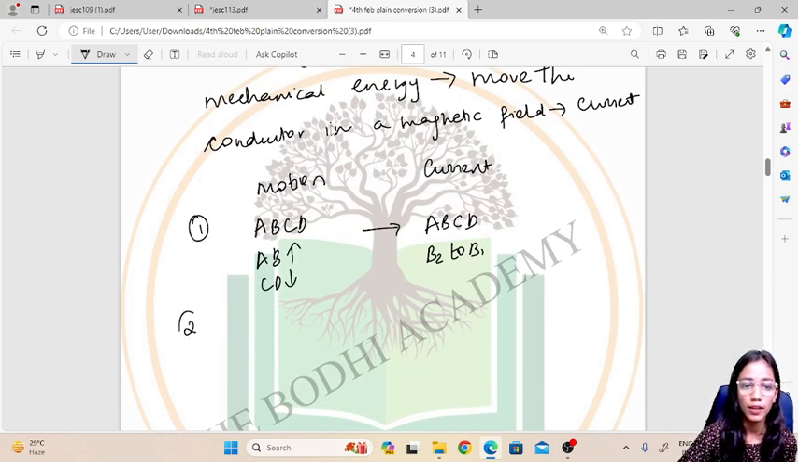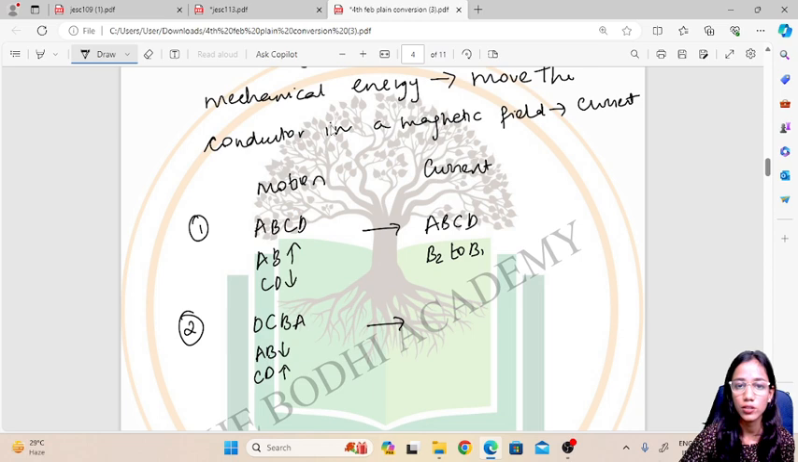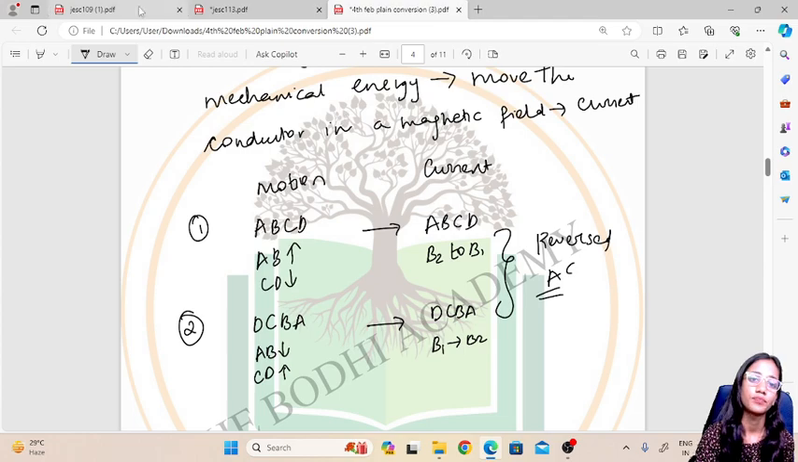In the second case, when it is DCBA, meaning arm AB is moving down and CD is moving up, then the current is also DCBA, from B1 to B2. The current is getting reversed, so it is called AC current, AC generator.